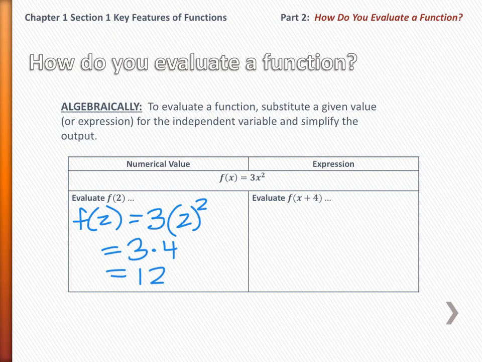Another example we can look at is an algebraic evaluation. So here I have f of x plus 4. Anywhere you see the x, or the input variable, in your function, you're going to replace that with this algebraic expression, x plus 4. So I've got f of x plus 4 equals 3 times (x plus 4) squared. That is the square of a sum, which is an identity. We'll be using that a lot in this course.